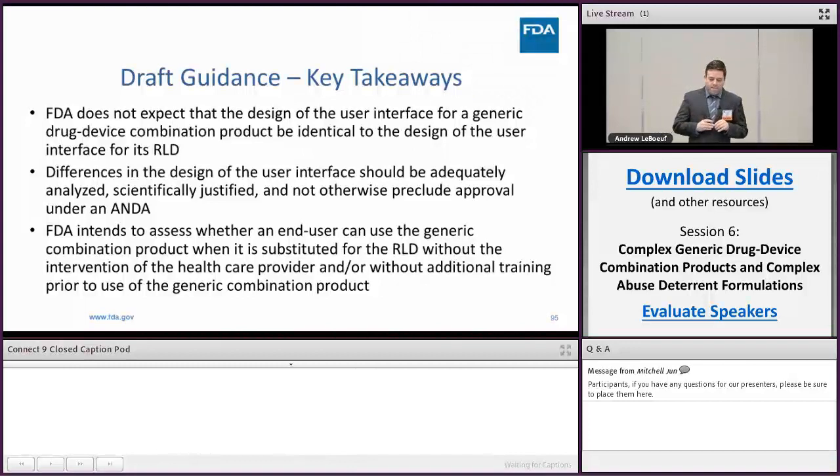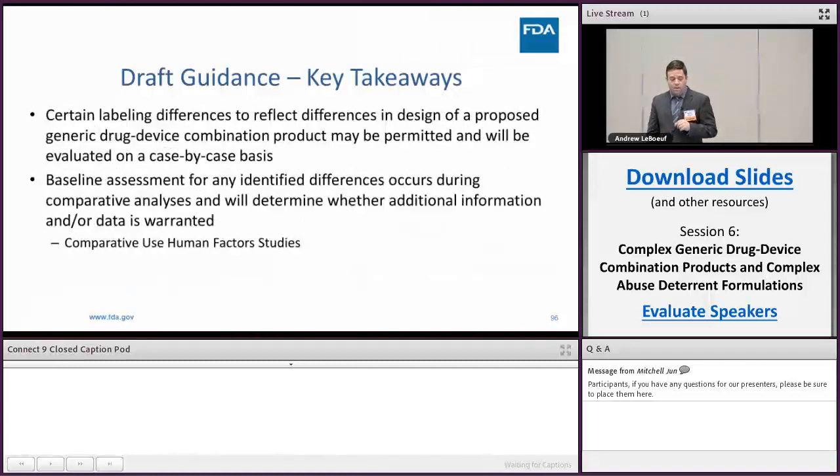We intend to assess whether an end user can use the generic combination product when it is substituted for the RLD without the intervention of a healthcare provider and/or without additional training prior to use of the generic combination product. Now on to the labeling discussion. Certain labeling differences to reflect the differences in design between the generic combination product and its RLD may be permitted and will be evaluated on a case-by-case basis.